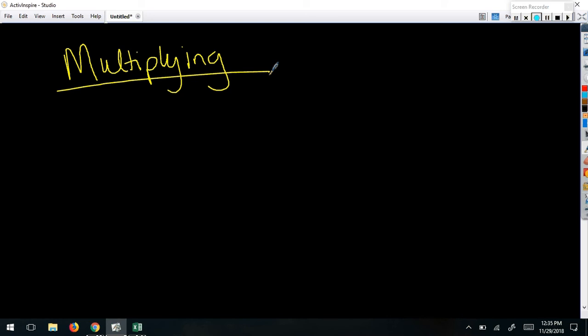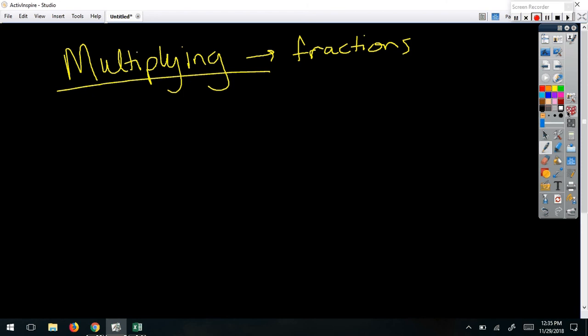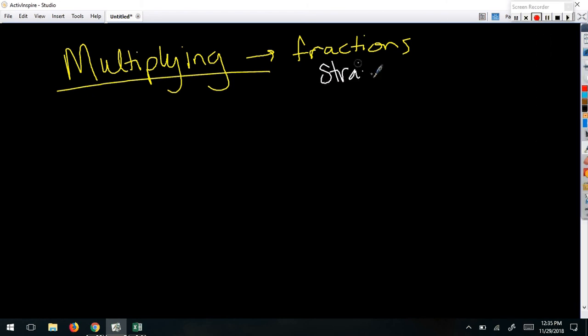Multiplying rational expressions is simply multiplying fractions because rational expressions are fractions, okay? So, let's look at one. This is a fun one. That's exactly right. In fact, I'm going to write that. Straight across. When there's an equal sign in the middle.